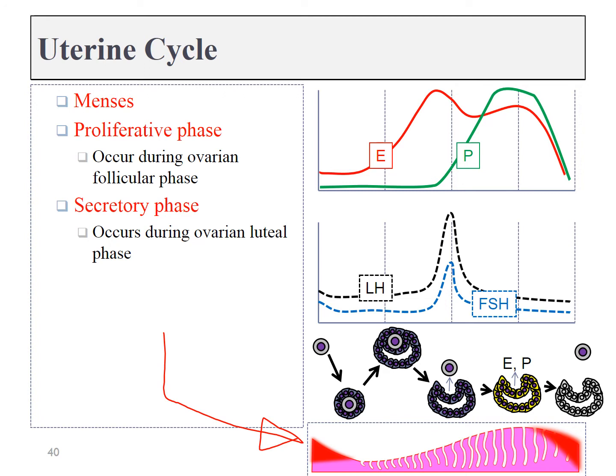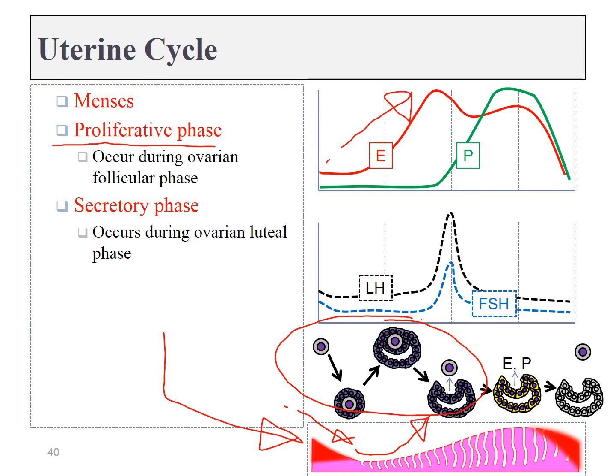We end with the menstrual phase, where the functional zone is lost. But then, at the same time that the ovaries are going through the follicular phase and estrogen levels are rising, the uterus, specifically the functional zone of the endometrium, will grow in response to that estrogen and become thicker.